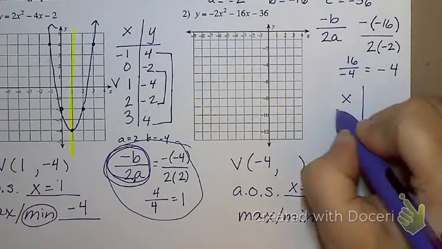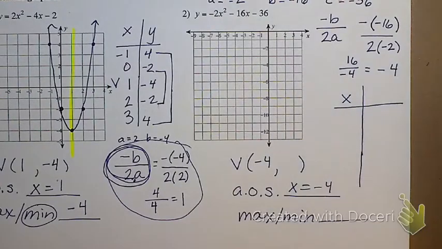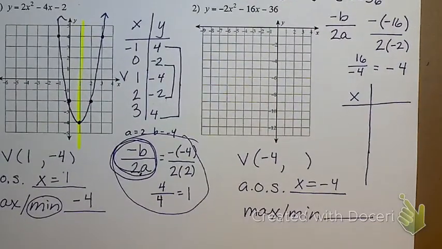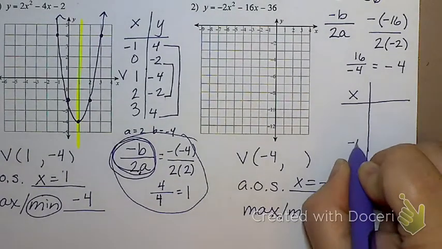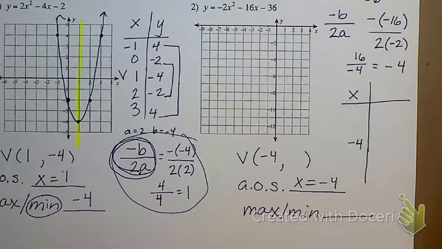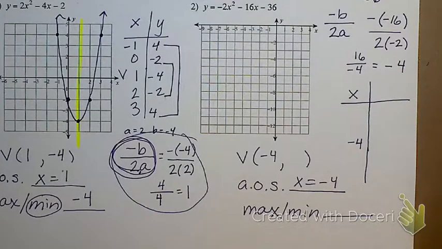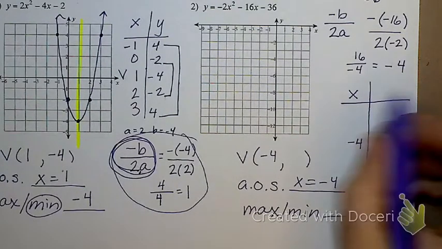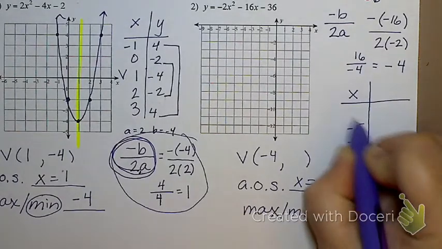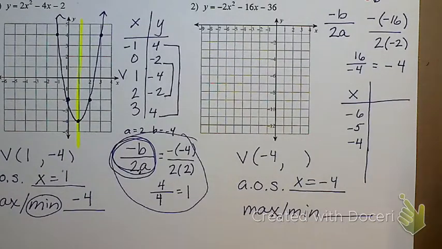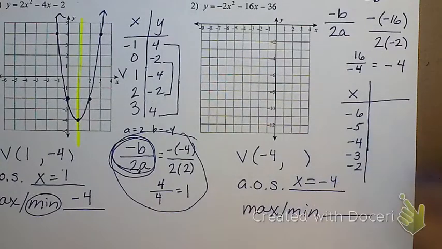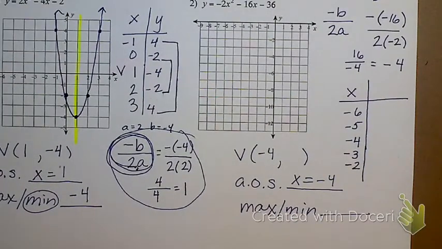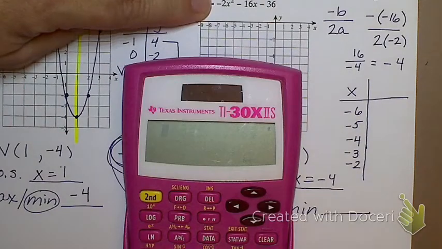All right, so let's do our x y chart. And where does the negative 4 go on my x y chart? In the middle of my x values. And what should I fill in around it? Negative 5 and negative 6 one way, and the other way, negative 3 and negative 2. All right, so let's plug it in.